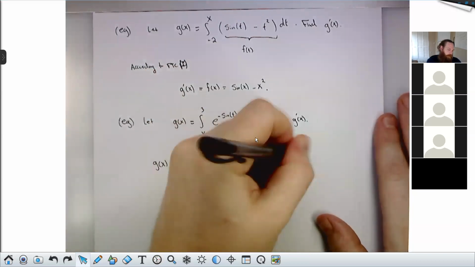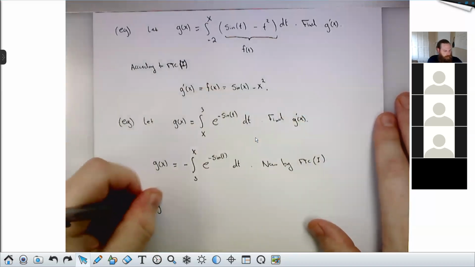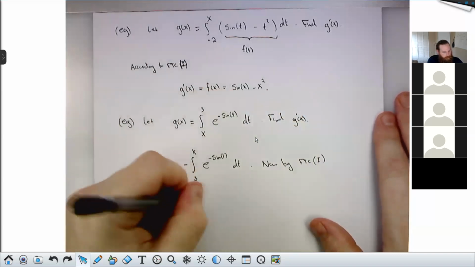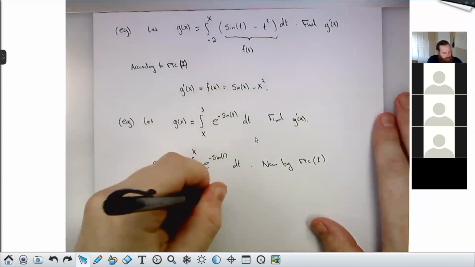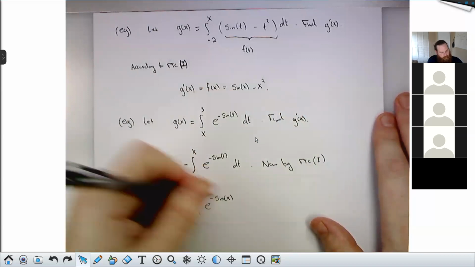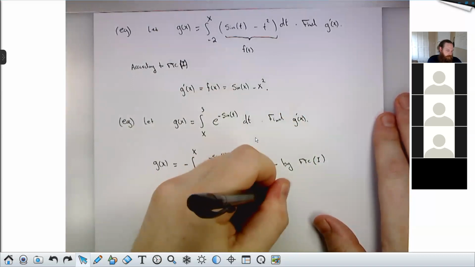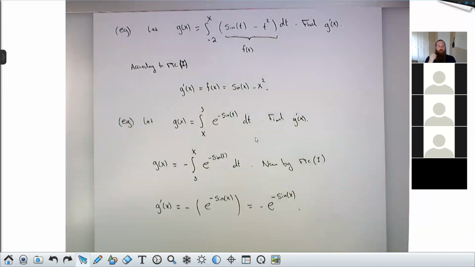Now, by FTC part 1, g primed of x, this negative will come along for the ride, and we'll have just this guy with this variable swapped in. So that's e to the negative sine of x, or just negative e to the negative sine x. Easy peasy lemon squeezy, right? FTC1, you just plop the variable from the upper limit into the function inside the integral. That's your derivative.